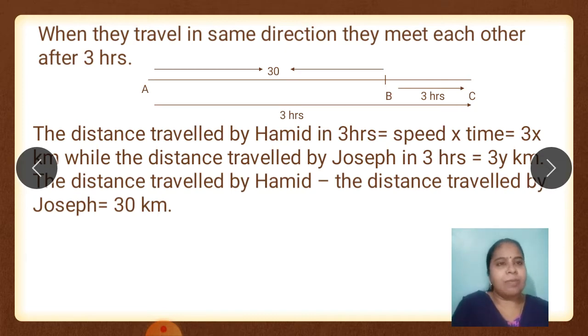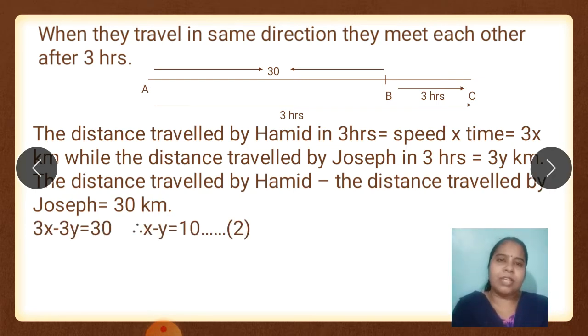So distance traveled by Hamid minus distance traveled by Joseph. See, this is the distance from here till here. This is the distance traveled by Hamid. How much is that? 3x. Minus the distance traveled by Joseph from here till here. How much is that? 3y. And how much should be the difference? 30. So what we will get? 3x minus 3y is equal to 30. It is an easy equation which can be reduced as x minus y is equal to 10. Number it as equation number 2.